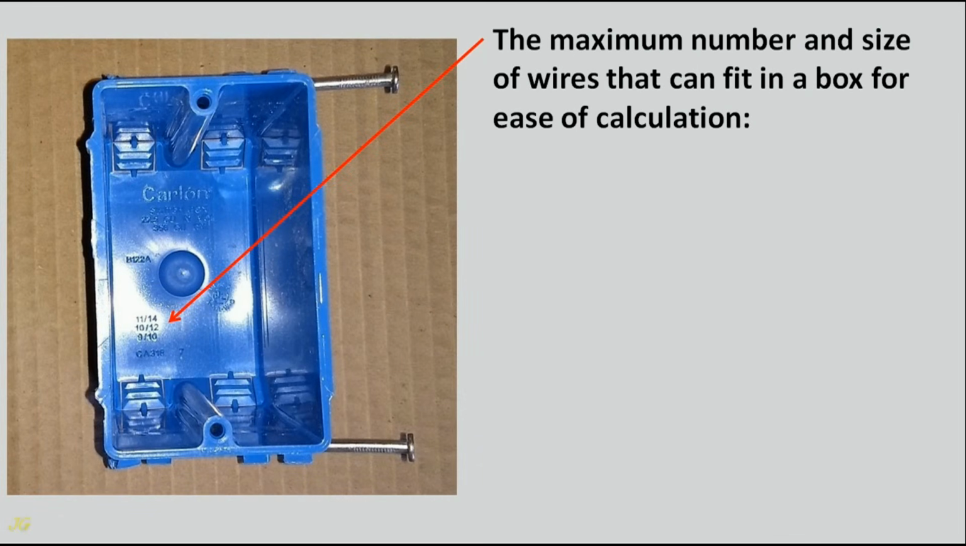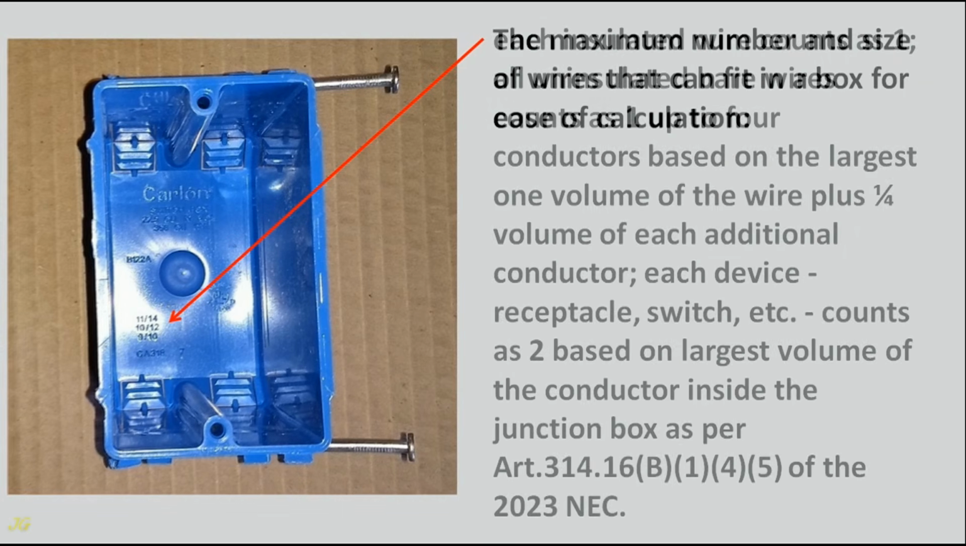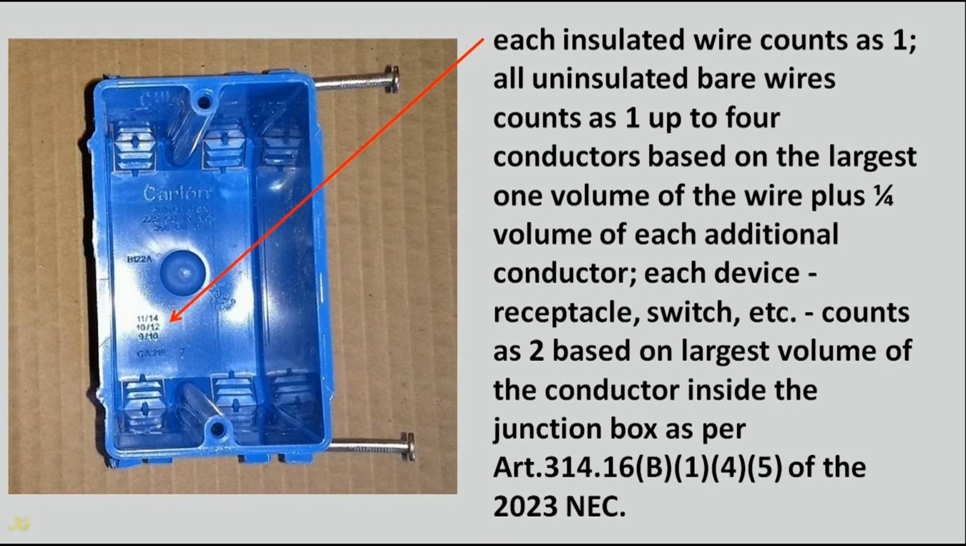The maximum number and size of wires that can fit in a box, for ease of calculation: each insulated wire counts as 1. All uninsulated bare wires count as 1, up to 4 conductors, based on the largest 1 volume of the wire plus 1/4 volume of each additional conductor. Each device, receptacle, switch, etc. counts as 2 based on the largest volume of the conductor inside the junction box, as per Article 314.16(B)(1), (4), (5) of the 2023 NEC.